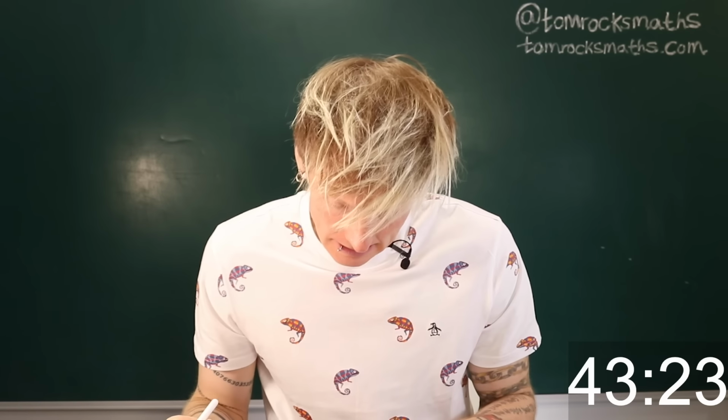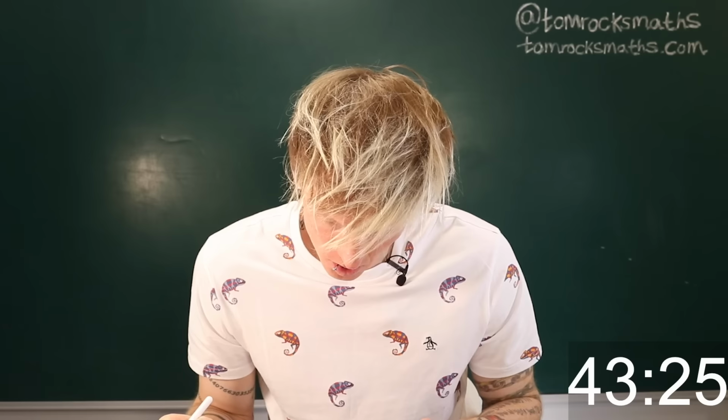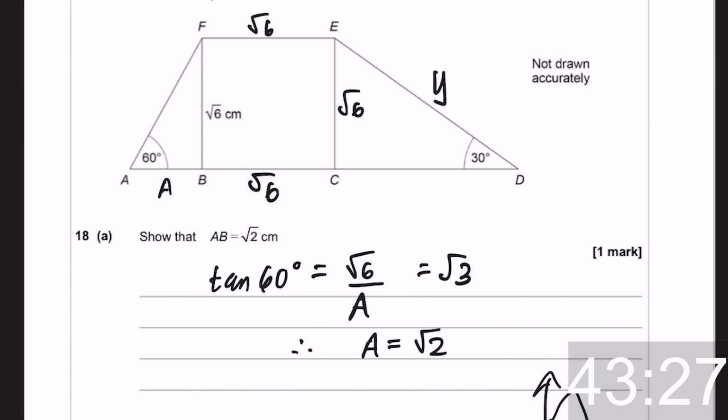Good. Work out the perimeter of the trapezium. Okay, so what have we worked out here? We worked out y, so we know this is 2 root 6 along here. We worked out AB as root 2. Great. So I need to know 2 unknown values then. We need to know this one, and we need to know this one.